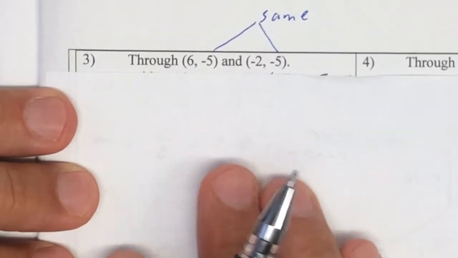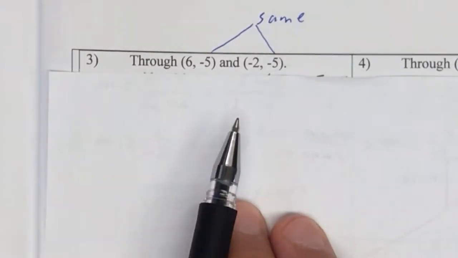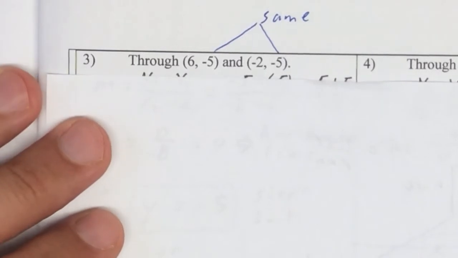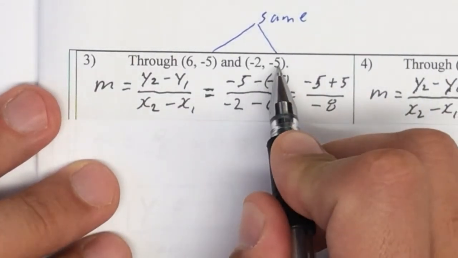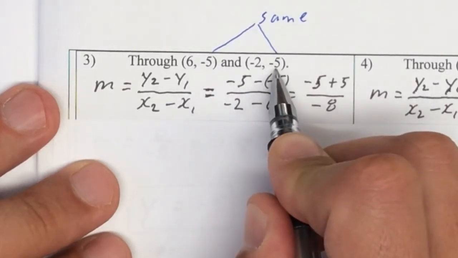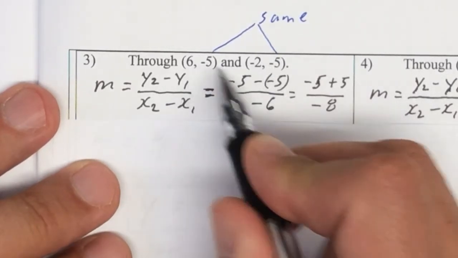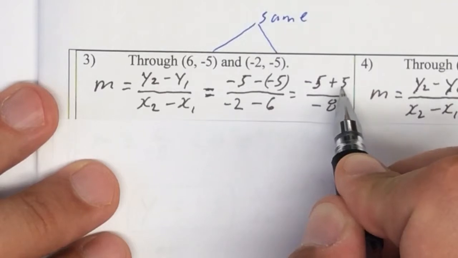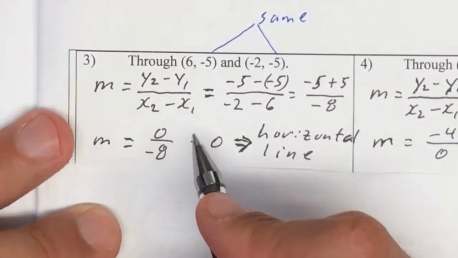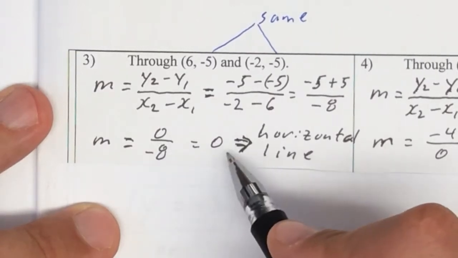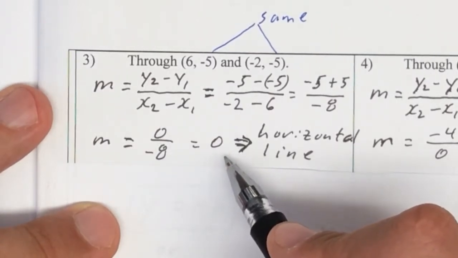If you want to pause it now and try it, something interesting will happen with this one. When you find the slope of this one, you notice that the y-coordinates are the same. So negative 5 minus negative 5, so negative 5 plus 5, gives you 0. So you end up with 0 over negative 8. 0 divided by anything is 0.